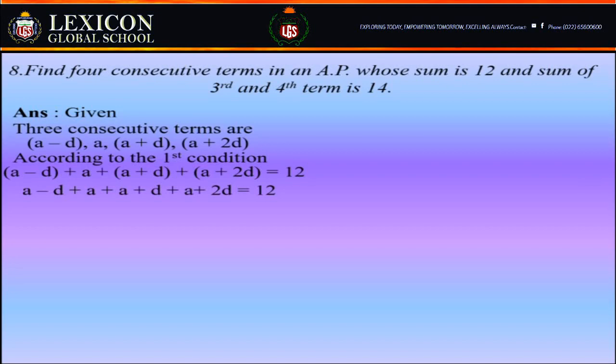So, how many a do we have? 1, 2, 3, 4. 4a. Minus d plus d gets cancelled and we are left with 2d. So, 4a plus 2d is equal to 12. When you take 2 common, you get 2 bracket 2a plus d is equal to 12. 2a plus d is equal to 6. This is your equation. We take d to the other side. That means your RHS. So, 2a is equal to 6 minus d, which is our equation number 1.